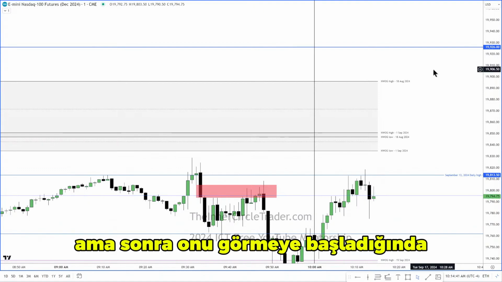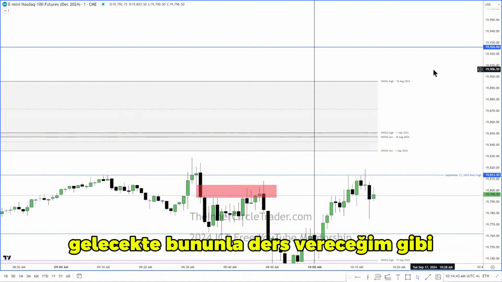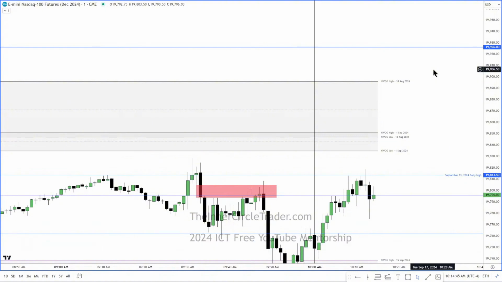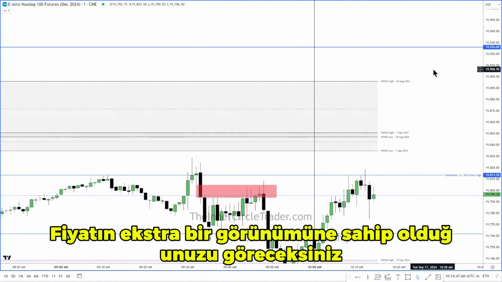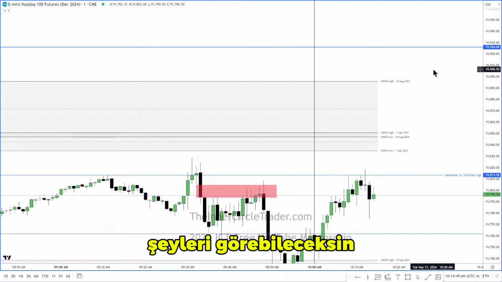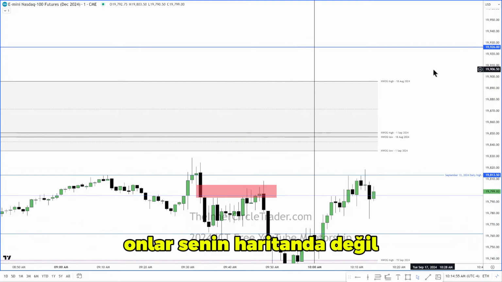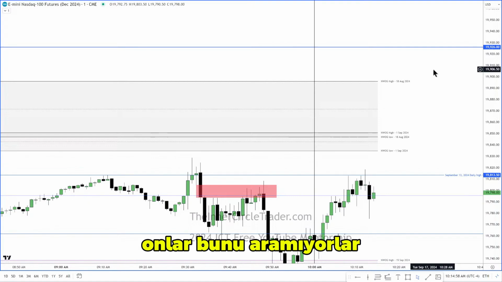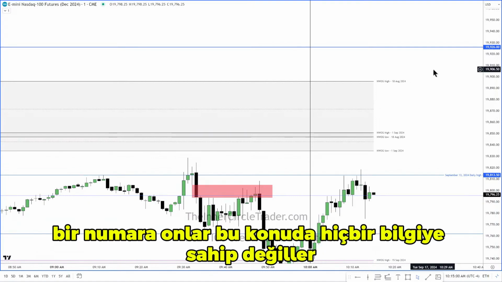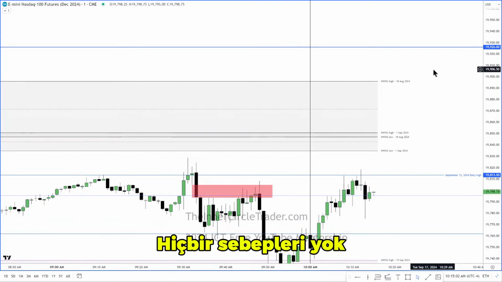that? But then when you start seeing it like I'm teaching in the future with this, you'll see that you have an x-ray view of price. You'll be able to see things that are not technically in your chart. They're not in your chart. Nobody's seeing these things because they're not looking for it. Number one, they have no knowledge of it. They have no reason. There was no inspiration.